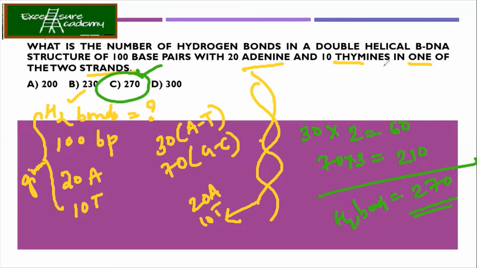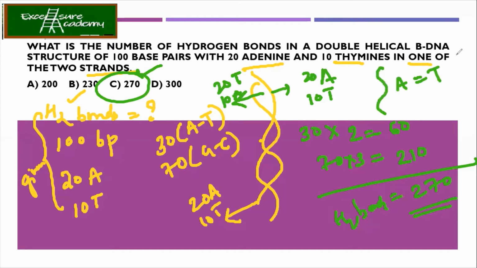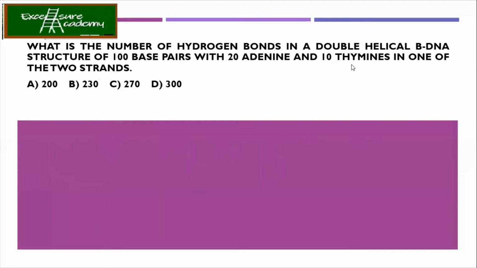When they have said that it is present in one of the two strands, what does it mean? You can consider that in one strand it is having 20 adenine and 10 thymine. In the opposite, you will have 20 thymine and 10 adenine. So it is not necessary that on the same strand you will have adenine equal to thymine. In one strand, you can have any number of adenine, any number of thymine. It is just that the opposite strand should have the same number of the complementary bases. Okay, let's move on to the next.